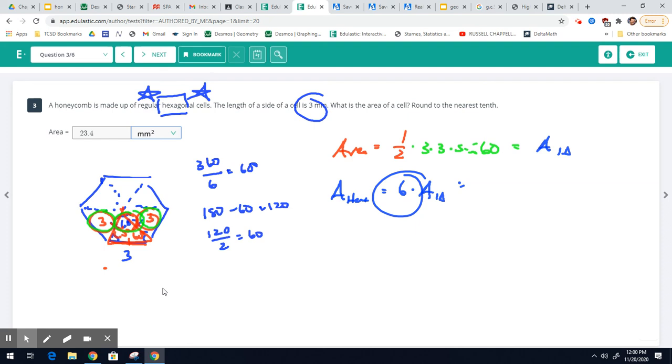Now again, as I said, this only works for a hexagon. So keep that in mind as we go forward. Okay, that's video 1. Video 2 is coming up.